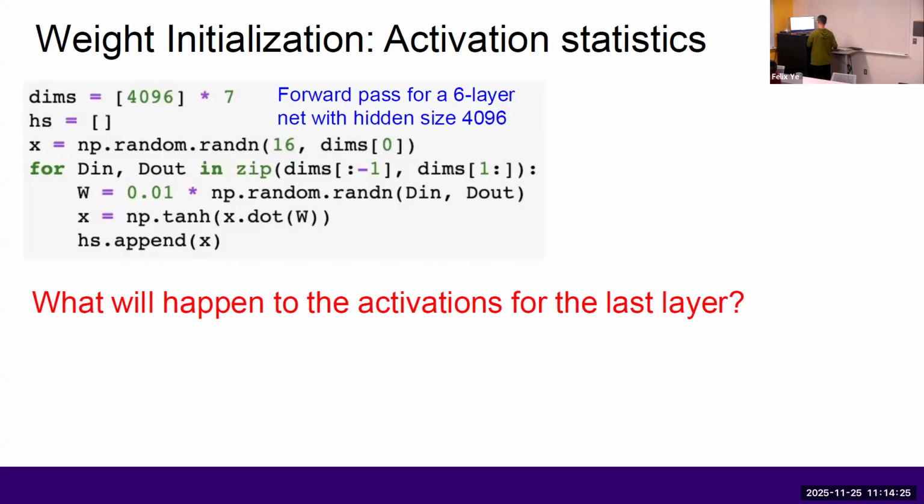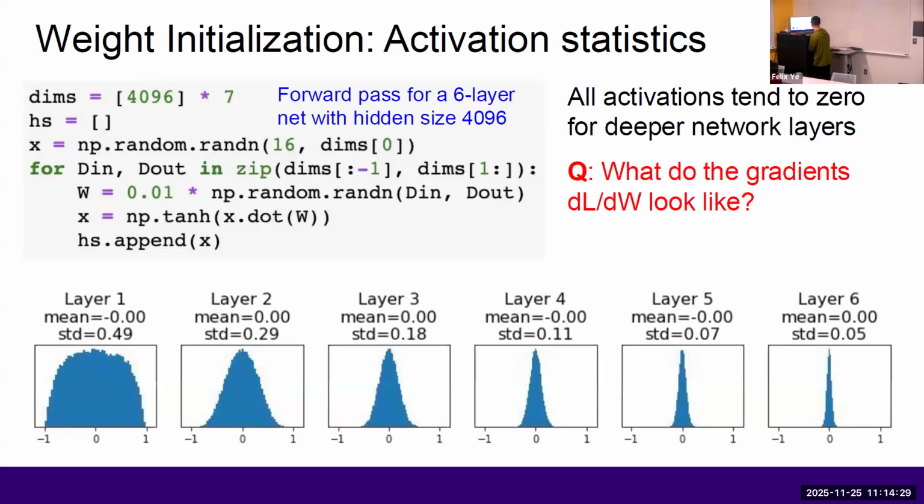But what will happen to the activations for the last layer? We start with some random Gaussian X.